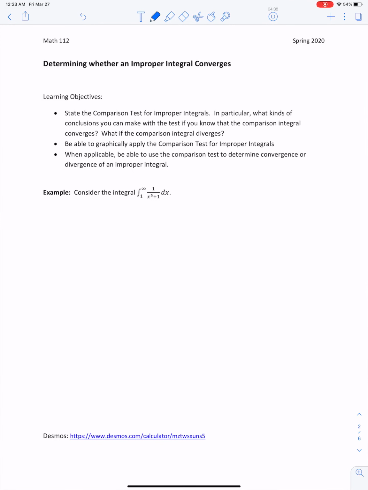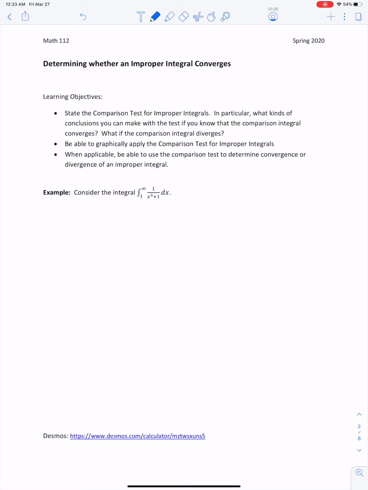Welcome. So we are going to be continuing our discussion now of improper integrals, and in particular we are going to be addressing the question of deciding whether or not an improper integral converges without actually needing to compute exactly the value of the integral. So we'll start with this example here, the integral from 1 to infinity of 1 over x to the fifth plus 1 dx.